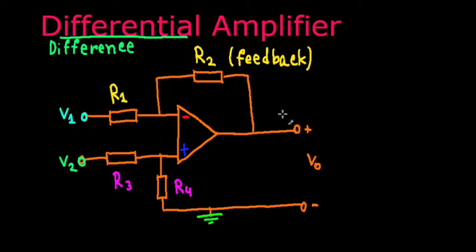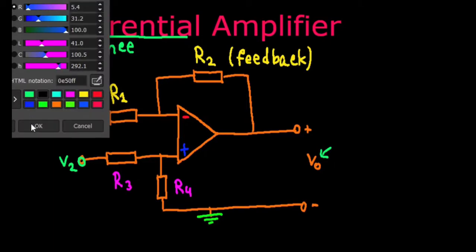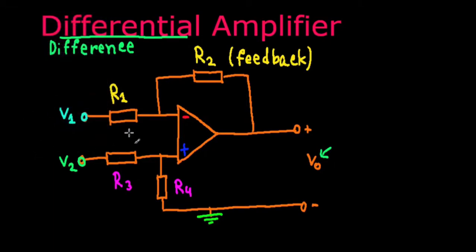Now we'll try to solve for the output voltage in terms of V1 and V2. So that's our goal. First things first, let's identify some nodes. And here, unlike what you've been doing in the past few videos, we'll actually need to work with two nodes, as you'll see.